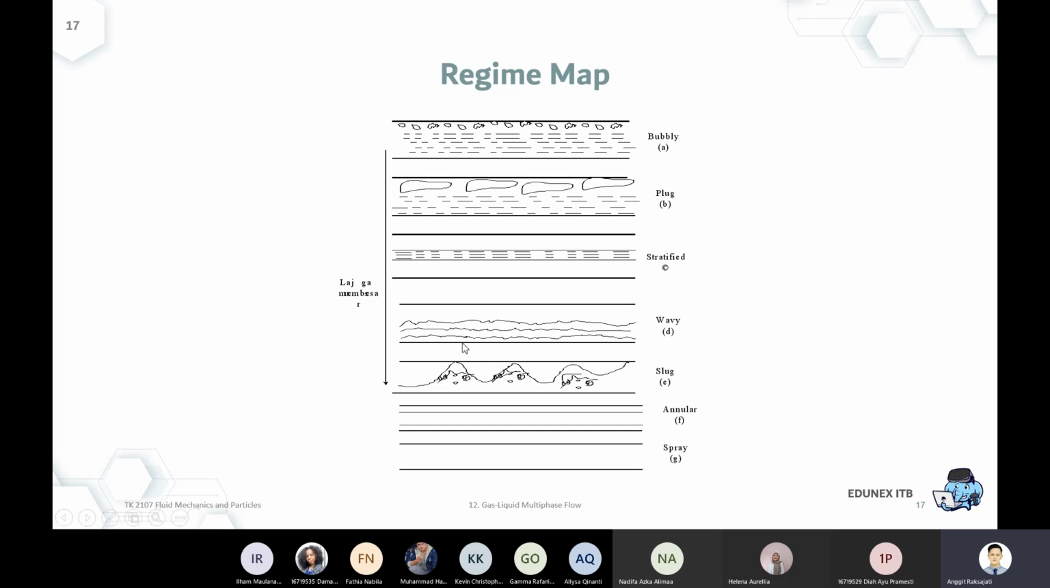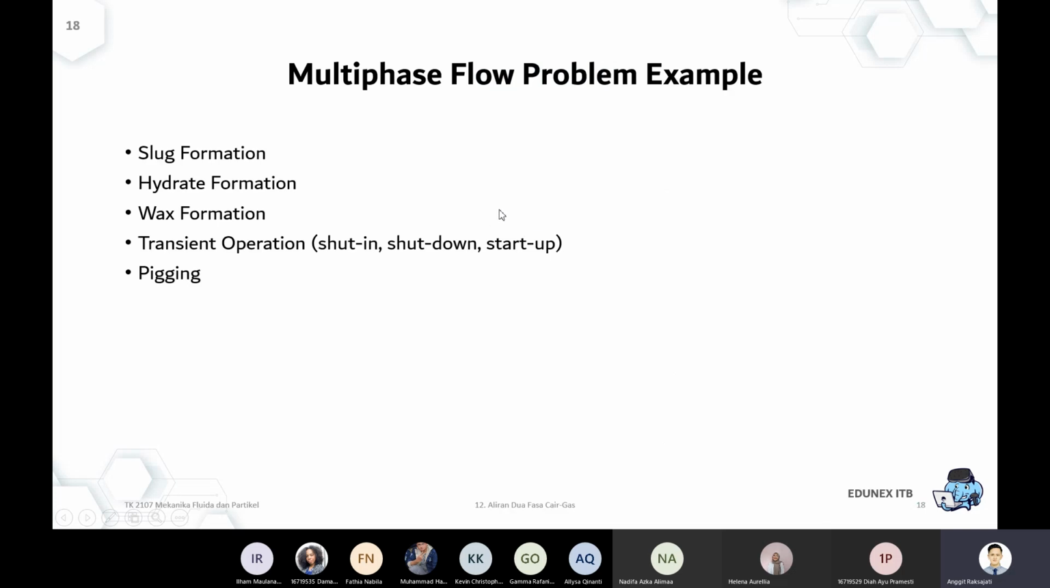But to give you a little bit of illustrations about the example of the applications of this multi-phase flow, I will give some overview first. This is the example of the multi-phase flow problem in application. As mentioned on Tuesday, we actually want to avoid this multi-phase flow as much as possible because it's not stable. It requires a large pressure drops and so on.